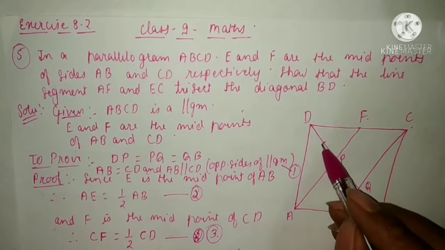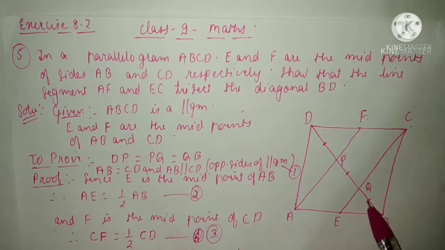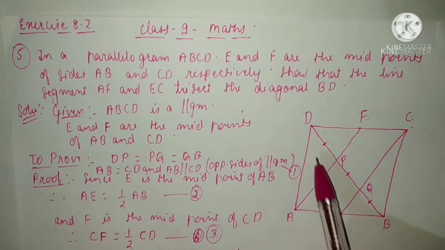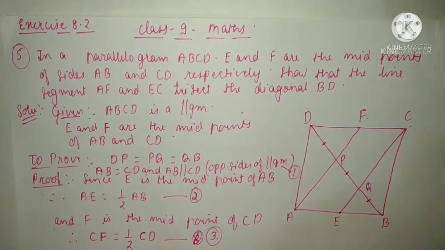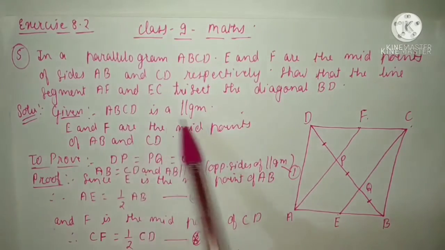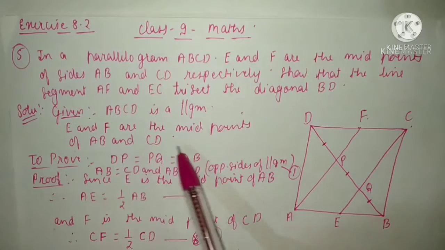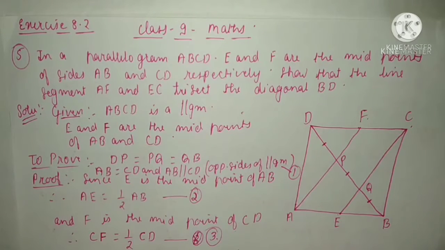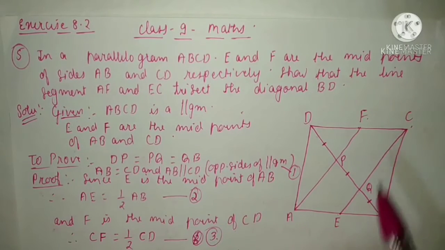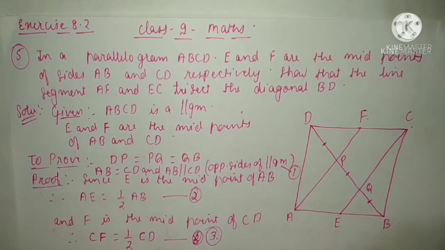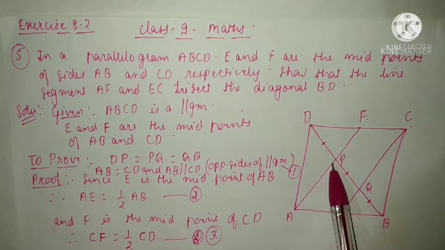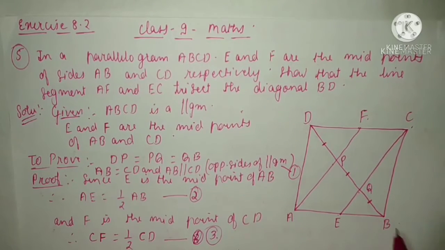That means this part is equal to this part and this is equal to this part. That means all three parts should be equal. Okay, so let us start the answer. First of all, we will write what is given to us. ABCD is a parallelogram. E and F are the midpoints of AB and CD. This is given to us. Now to prove, what we have to prove, is that AF and EC trisect diagonal BD. So we have to prove that DP is equal to PQ is equal to QB. Okay, now see the proof.